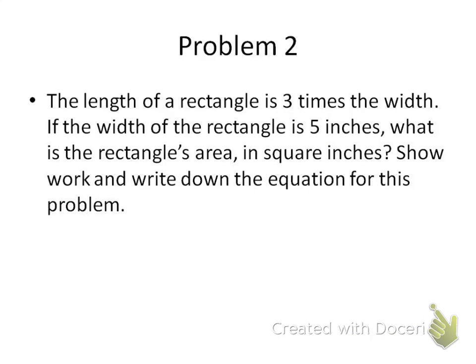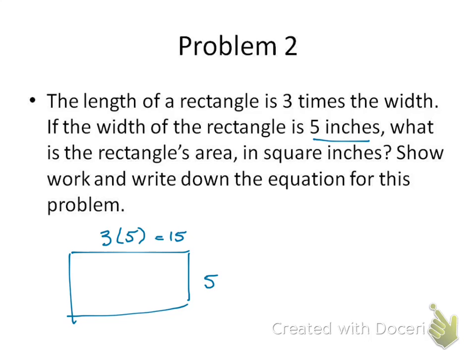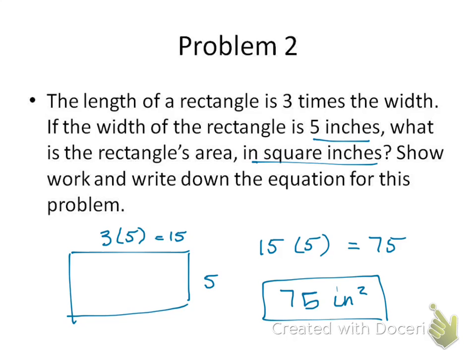Okay, problem number 2. The length of a rectangle is 3 times the width, and the width is 5 inches, so this side is 5, so the length is 3 times 5, which equals 15. Now, we want to figure out the area. Remember, it's length times width, so 15 times 5, which equals 75. Don't forget, we have to put the units down, square inches, so our answer is 75 inches squared. And that would be our answer for problem 2.